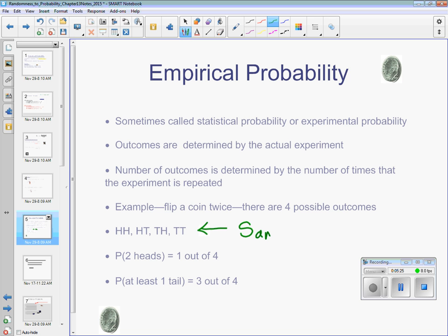Smart board, I gotta tell you. Super slow. That's my, pretend that's a sample space.